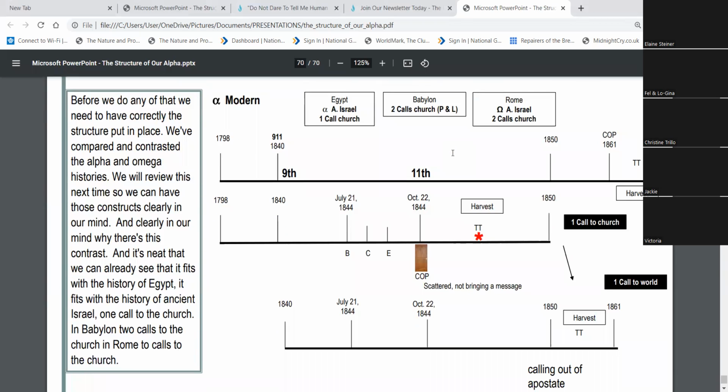and clearly in our mind why there's this contrast. And it's neat that we can already see that it fits with the history of Egypt. It fits with the history of ancient Israel, 1 call to the church. In Babylon, 2 calls to the church. In Rome, 2 calls to the church.